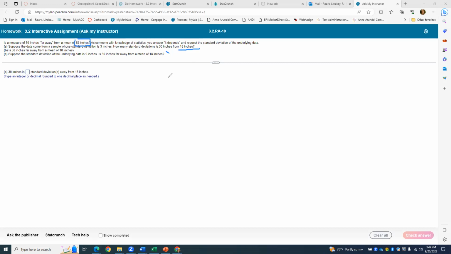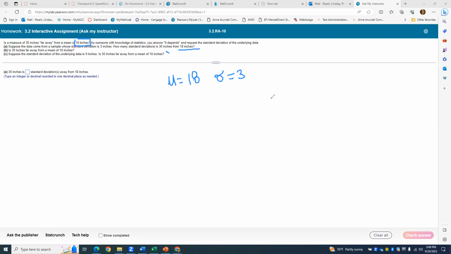Okay, so what I'm going to say is, and they don't really say, is it a sample or a population? I don't even know. So I'll just go with a population. It doesn't really matter for this particular problem. So the mean is 18 inches, okay? And then they also say the standard deviation is 3. And then the question is kind of like, how far away is 30 from 18 if we're counting by standard deviations, which are 3?